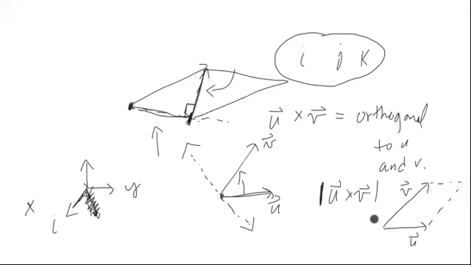So that is a very brief synopsis of the geometric intuition that we can get from the dot product and the cross product.